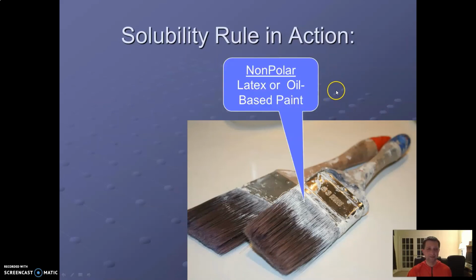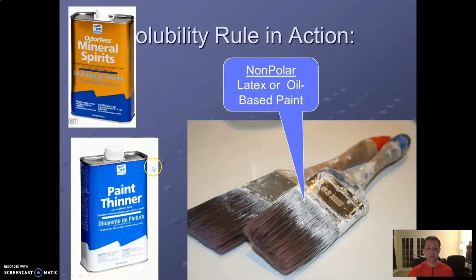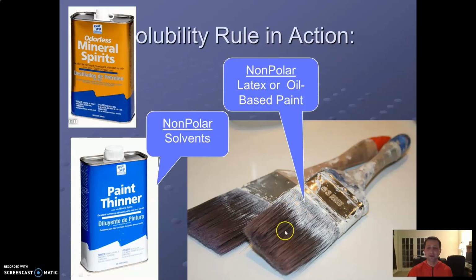Painting is the same thing here. So you might have an oil-based paint or a latex-based paint, and it doesn't really mix well with water, and the water doesn't clean your paintbrush off very well. So you use a paint thinner, which is a nonpolar solvent. That's going to help dissolve the paint, and then of course you rinse it out under water, and that just pushes it away.